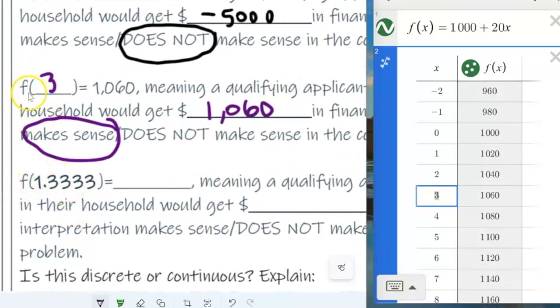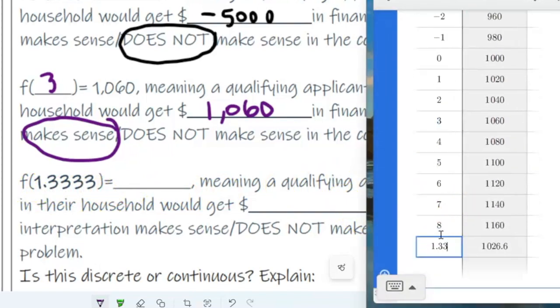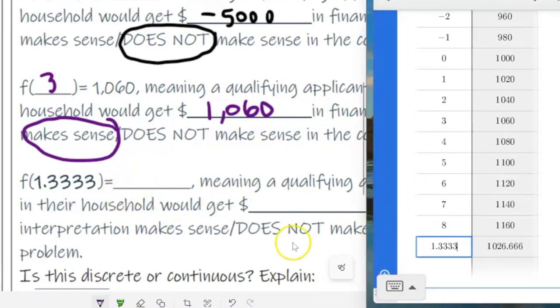Okay, now we're going to look not just at whole numbers or integers, negative and positive integers. We're going to look at decimals and fractions. So my input is 1.333 repeating. So I'm going to come here and do 1.3333 repeating, and it's got 4 of them. Okay, and how much money is that?